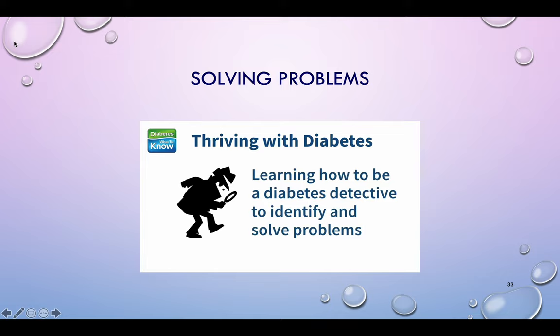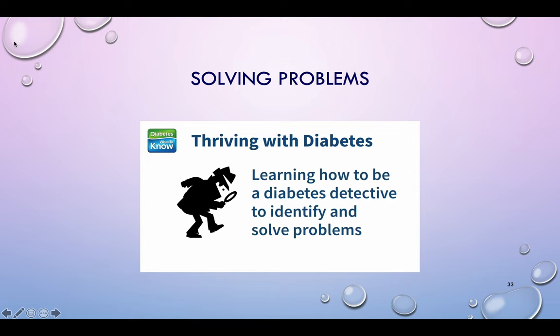Solving problems. It says learn how to be a diabetes detective. And the example I've got in here is a lady that came to the diabetes center and said that every day, for as long as she could remember, at 10 a.m., she had a low blood sugar. And when they did some investigating, they found that she was on a sulfonylurea and not having a snack between breakfast and lunch. And once she remedied that, she didn't have her low blood sugars anymore. So that's solving your problem.